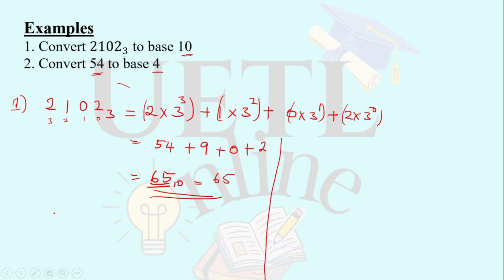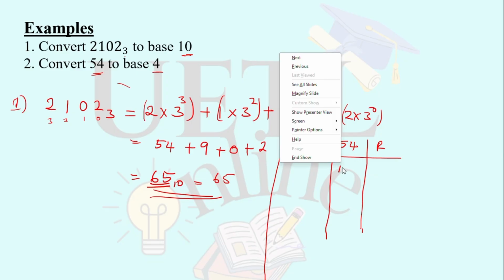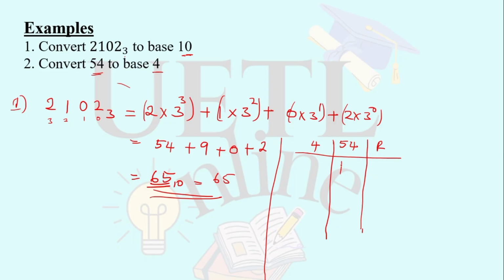So what we're going to do is draw a table like this. Then you write R here, then you write 54 here. For our 4 here, this is our new base. This is our old base, which is base 10. So we say 4 into 54. In this case, we get 13, remainder 2.